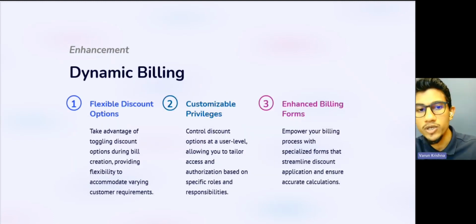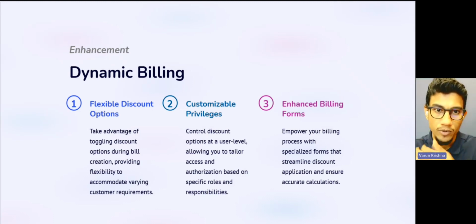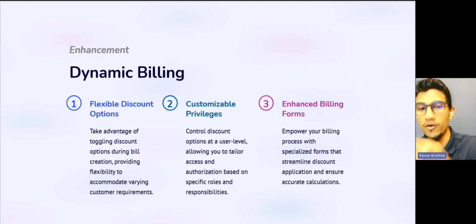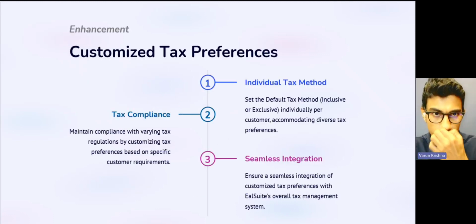Then we have the dynamic billing option. That is, we can set the discount preferences. We can toggle with discount options during bill creation itself. And if you want to restrict any users from using that, then we can do that by editing any of the forms and disabling it for those forms. And we can assign it to that particular user as well.